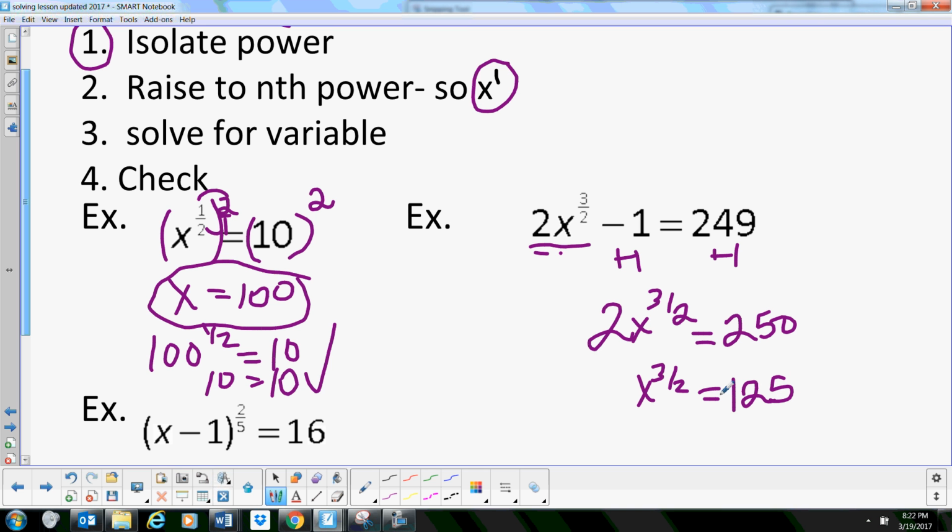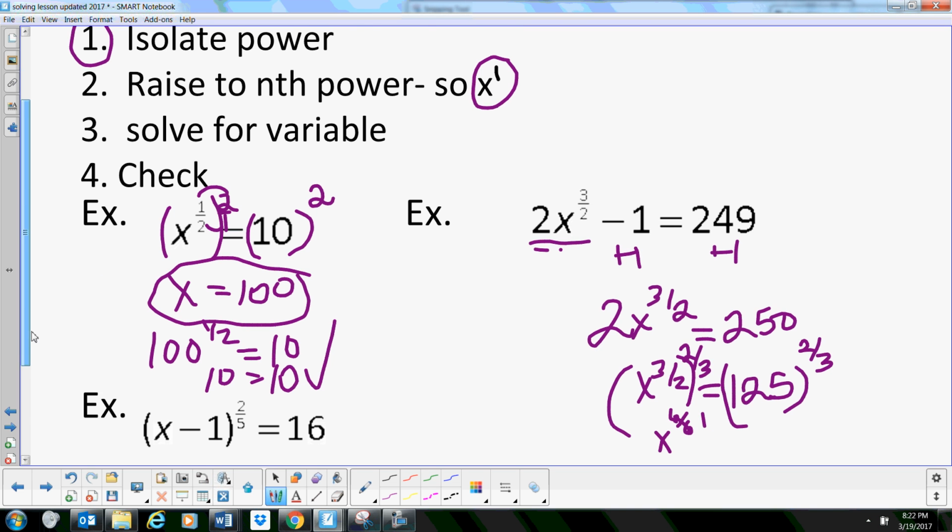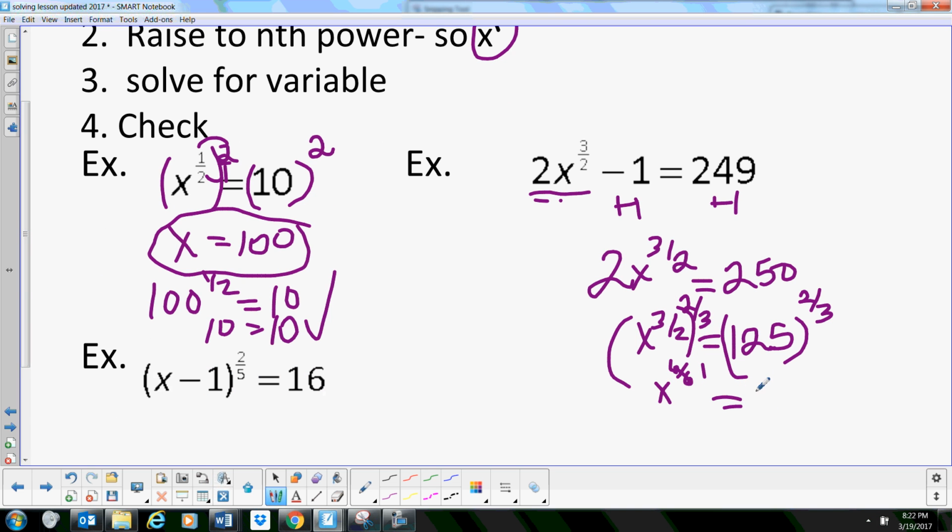Now, this time, we've got to raise both sides to what power? Well, in order to get x to the first power, I need to raise this to the 2/3 power. So this becomes x to the 1, or just x. And then the right side, I get 125 to the 2/3. So let's think about what the 2/3 power means. That means I'm taking the cube root and then I'm squaring it.